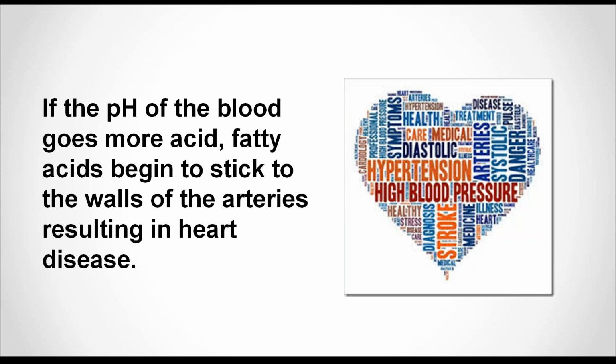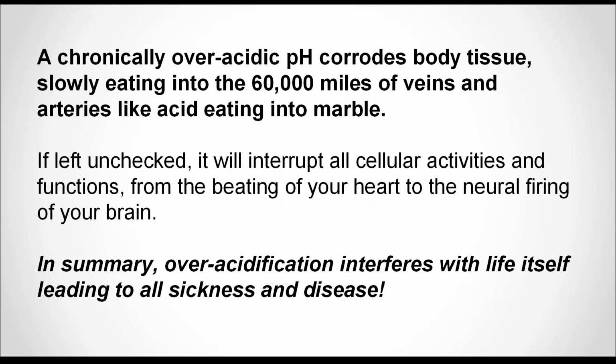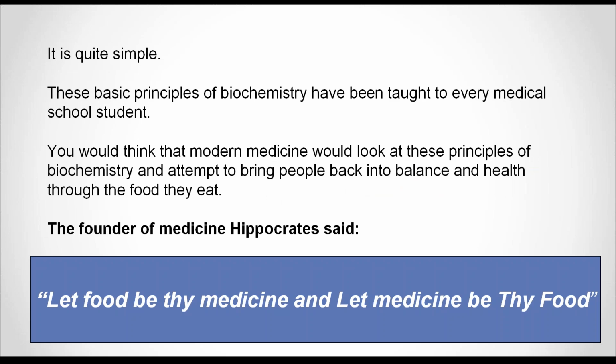Now about the heart. If the pH of the blood goes more acid, fatty acids begin to stick to the walls of the arteries, resulting in heart disease. A chronically over-acidic pH corrodes body tissue, slowly eating into the 60,000 miles of veins and arteries like acid eating into marble. If left unchecked, it will interrupt all cellular activities and functions, from the beating of your heart to the neural firing of your brain. In summary, over-acidification interferes with life itself, leading to all sickness and disease.